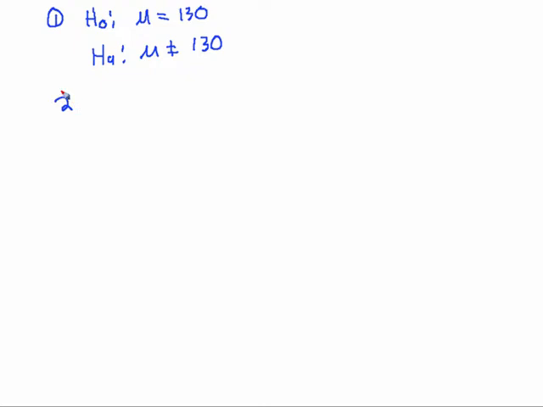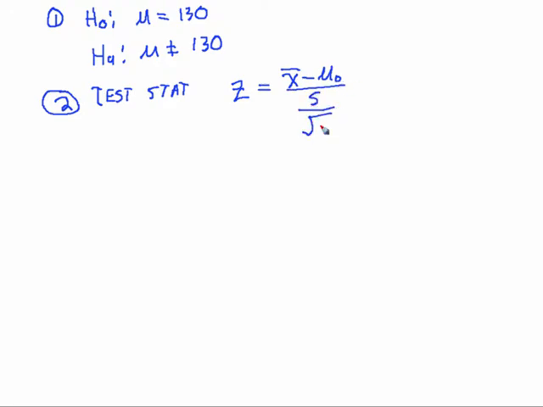Okay, once you've set up your hypotheses, the next piece of the computation is to compute your test statistic. So our test stat, in this case, is going to be our old pal z. We're going to calculate that by taking x bar minus mu of the null, divided by the sample standard deviation over the square root of n. In other words, the standard error of our sampling distribution.